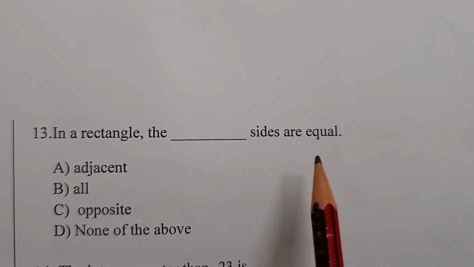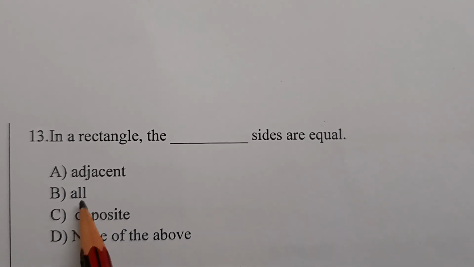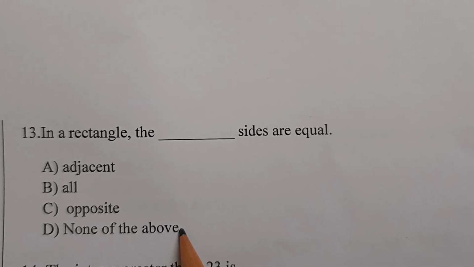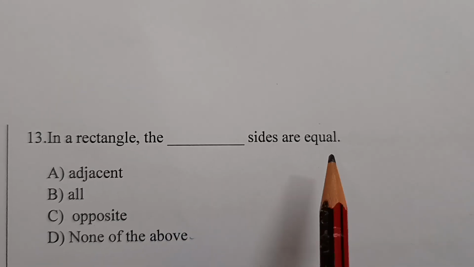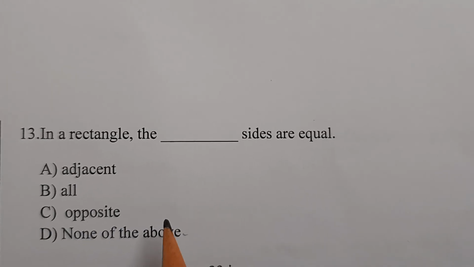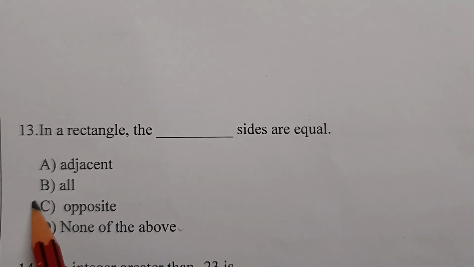Question number 13. In a rectangle, the dash sides are equal. Options are A adjacent, B all, C opposite, and D none of the above. From the properties of a rectangle, we know that the opposite sides of the rectangle are equal. So the correct option is option C, opposite.